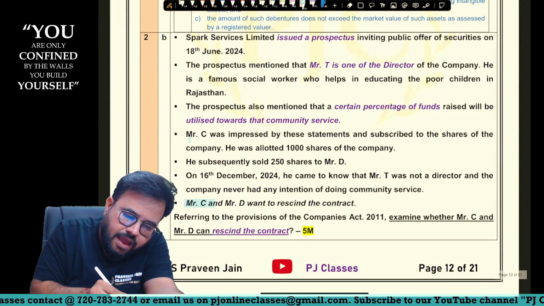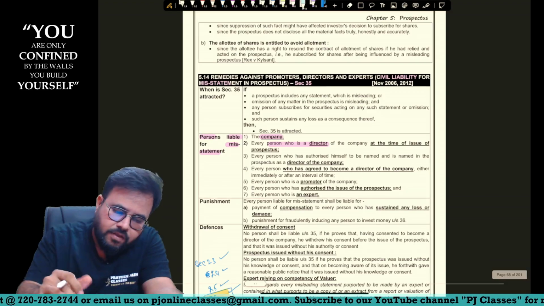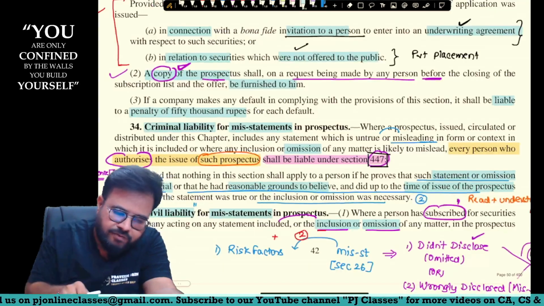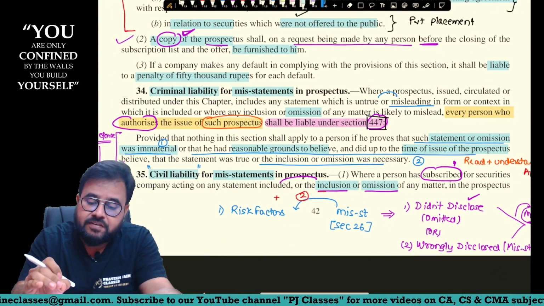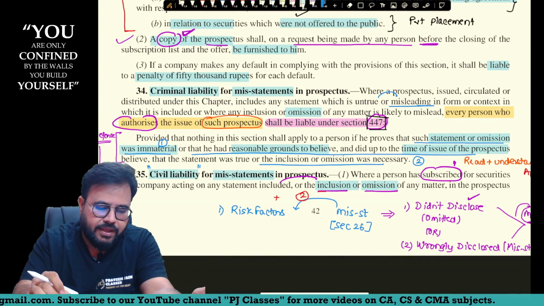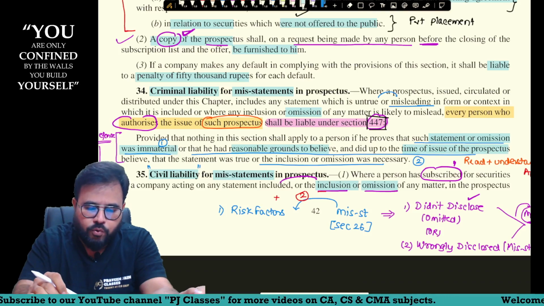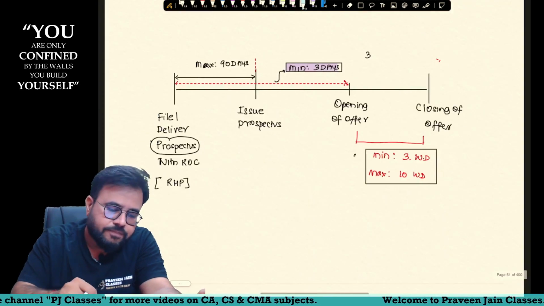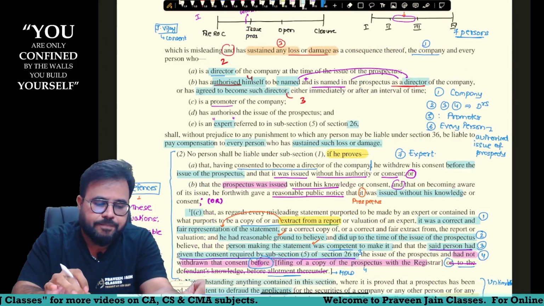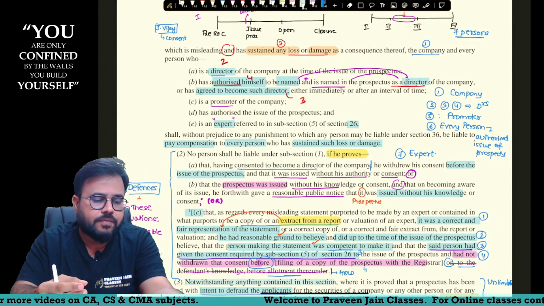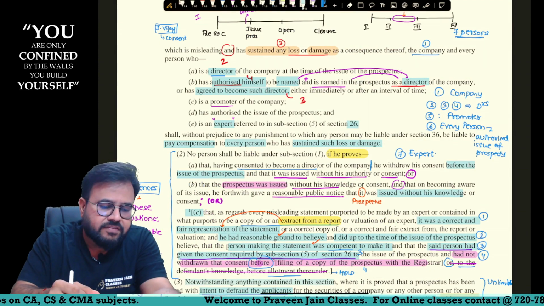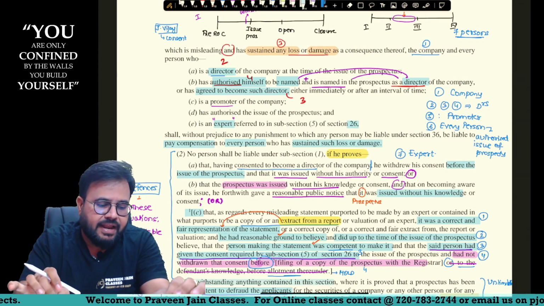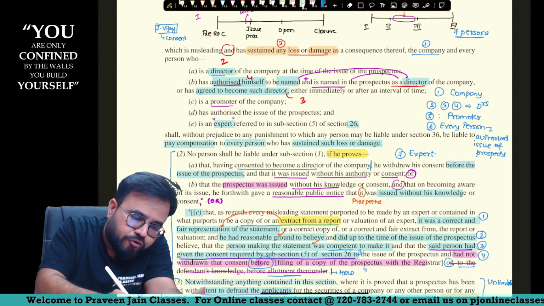C has subscribed, sir. So okay, let us see it from the Bare Act only, sir. It will give you a better opinion. Where a person has subscribed for the securities of the company, acting on any statement included or inclusion or omission of any matter in the prospectus which is misleading. Yes, can I say omission was there? So wrong statements were written, and has sustained any loss as a consequence thereof, the company and every other person. So can I say these people have to pay compensation, sir?